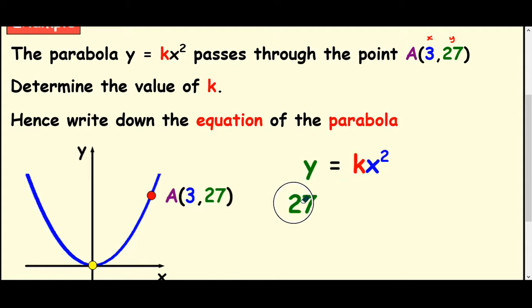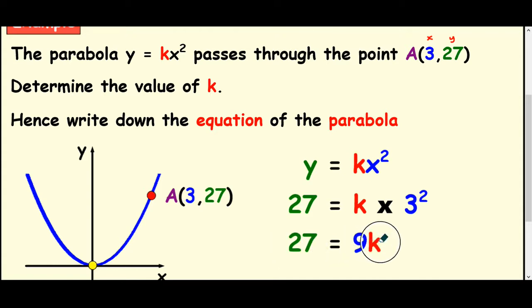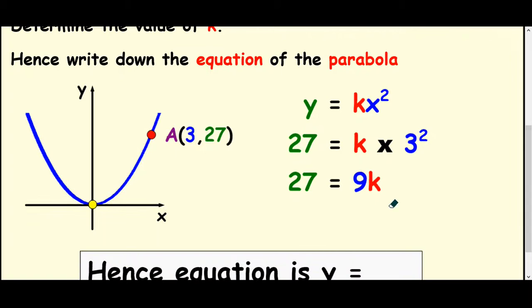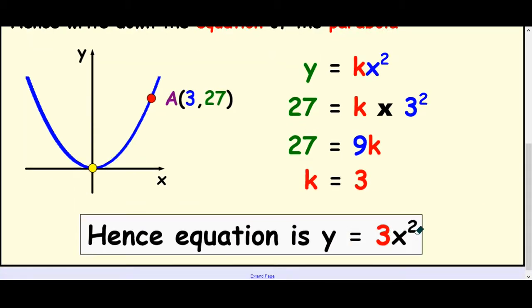So we sub it in. 27 is k times 3 squared. 27 is equal to k times 9 if you like. A wee bit of division will get your answer. So k is 3. So this graph is really y equals 3x squared. That's what it was. We worked it out just with the coordinate.